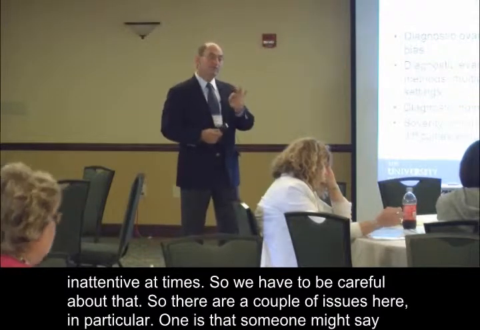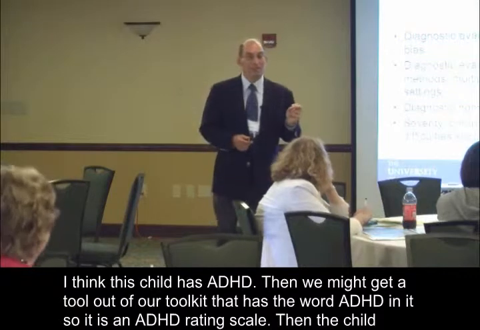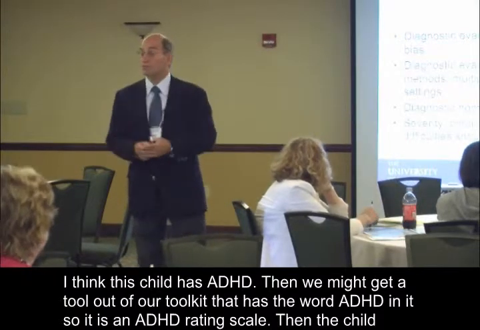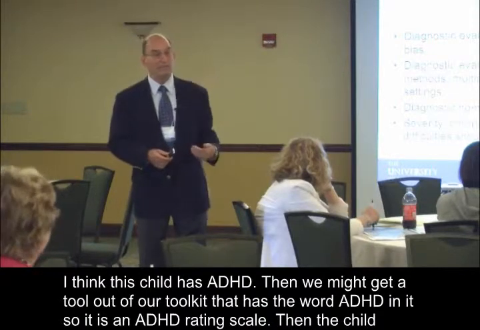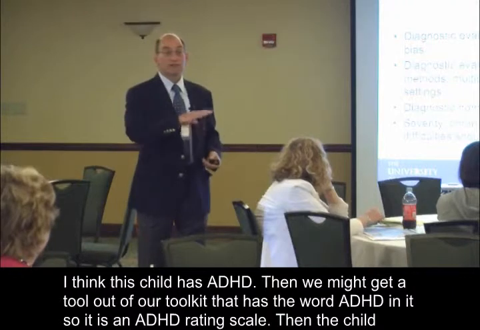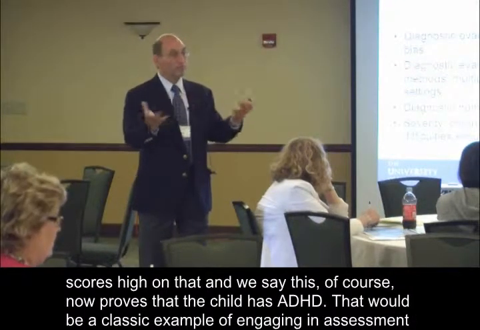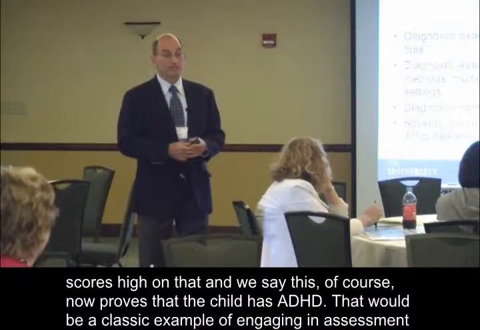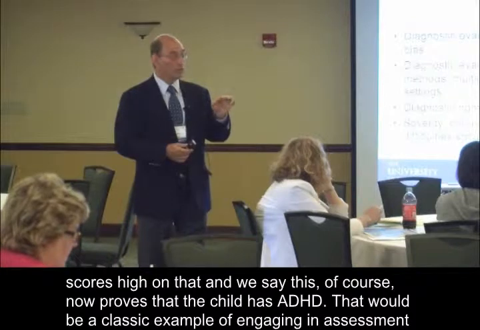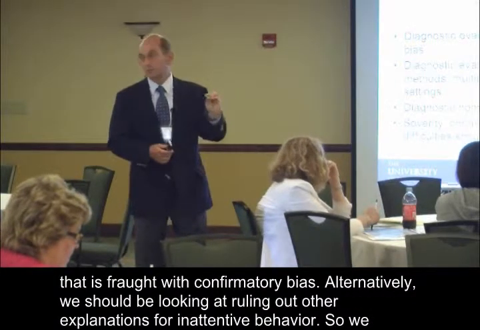One is that someone might say, I think this child has ADHD, okay? Then we might get a tool out of our toolkit that has the word ADHD in it. So it's an ADHD rating scale. And then the child scores high on that. And we say this, of course, now proves that the child has ADHD. That would be a classic example of engaging in assessment that is fraught with confirmatory bias.